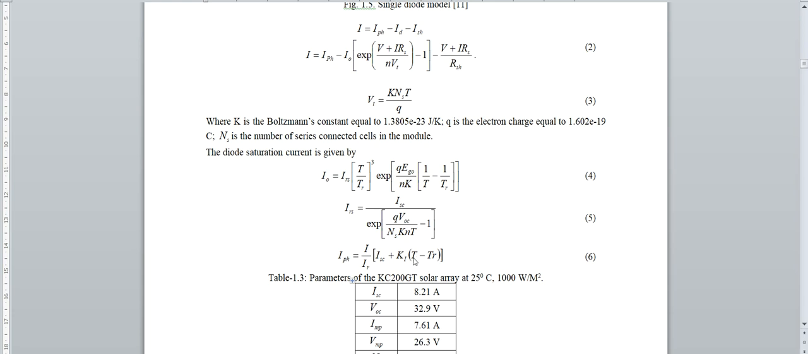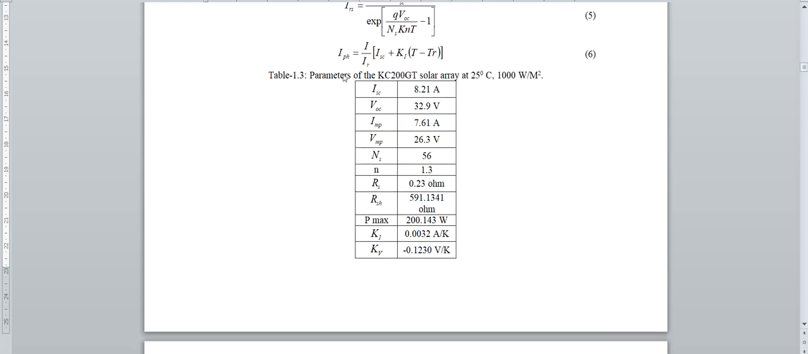Here T means actual temperature and Tr is nominal temperature, and G we have to represent in watt per square meter is the irradiation on the device surface, and Gr is the nominal irradiation. Actually different solar parameters are considered here, like the KC200GT solar array. In this, Rs and Rsh values we have to find with one MATLAB program, and that will be shown now.